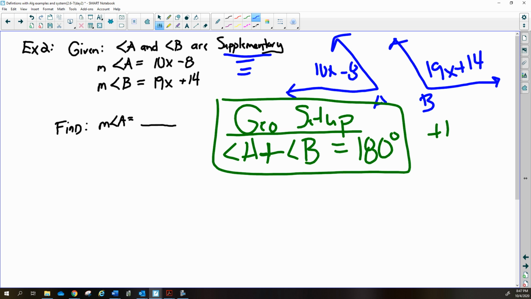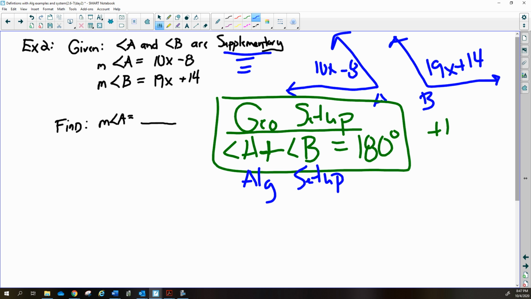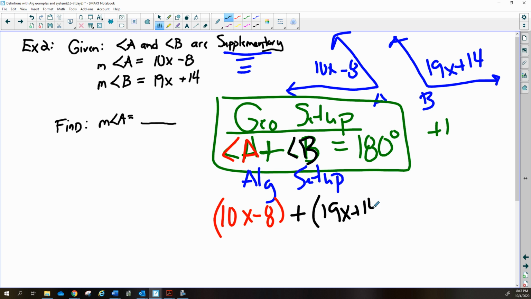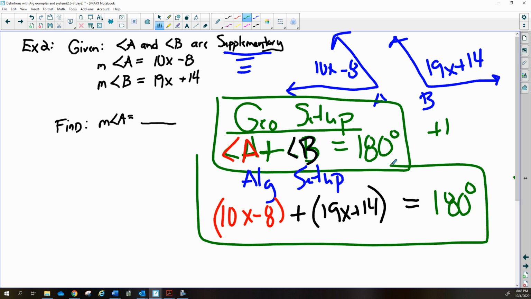My second step is then plugging in the algebra. The algebra up here tells me these two angles. I gave you angle A, so we'll put this one right here. This one was in red. So I have 10x minus 8. This second one, which I'll put in black, angle B, is 19x plus 14. You add those two together and you know that they both have to come up to 180 degrees. So there is my second point.